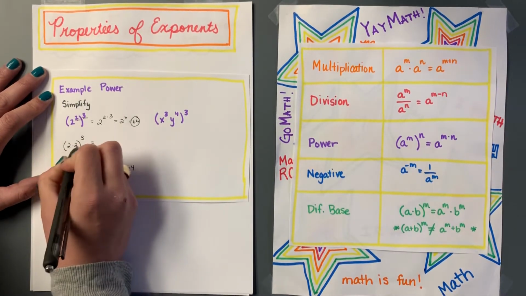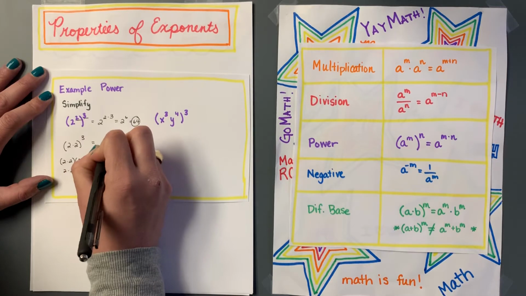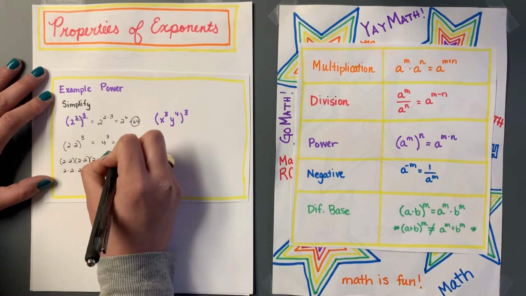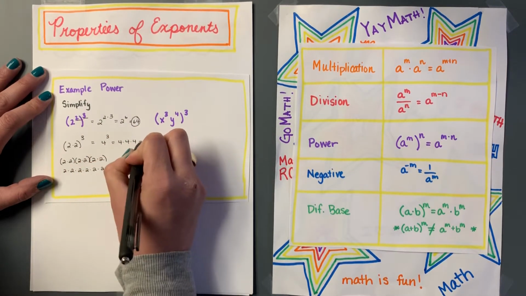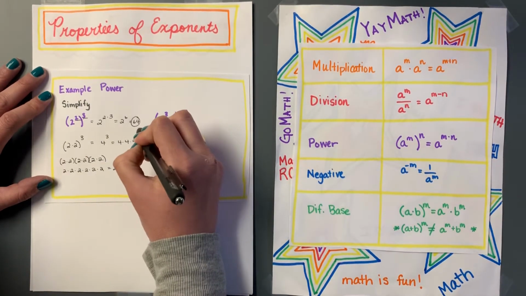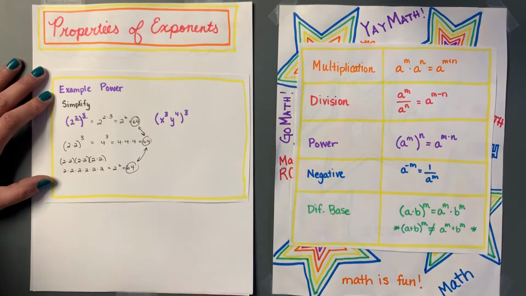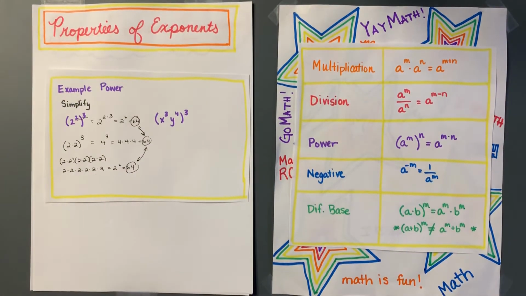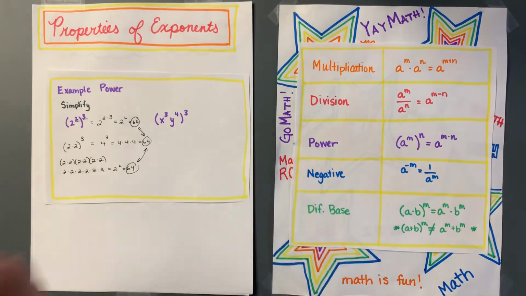Another way of thinking about this, 2 times 2 is 4 cubed, becomes 4 times 4 times 4, which is 64. So all 3 of these end up matching up. So this shows how our property actually works. So now I'm going to take this into this next example here, and I'm going to operate the same way.